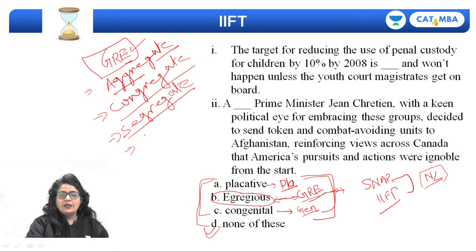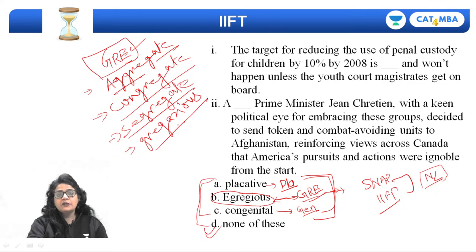Right? And gregarious: somebody who always wants some companionship. A person who loves to be with other people, who doesn't live a solitary life, who doesn't live alone. Gregariousness. Some animals are gregarious, like deer. So GRE is a root word here. Now this word, egregious, is also coming from this root, which also comes from herd or group.